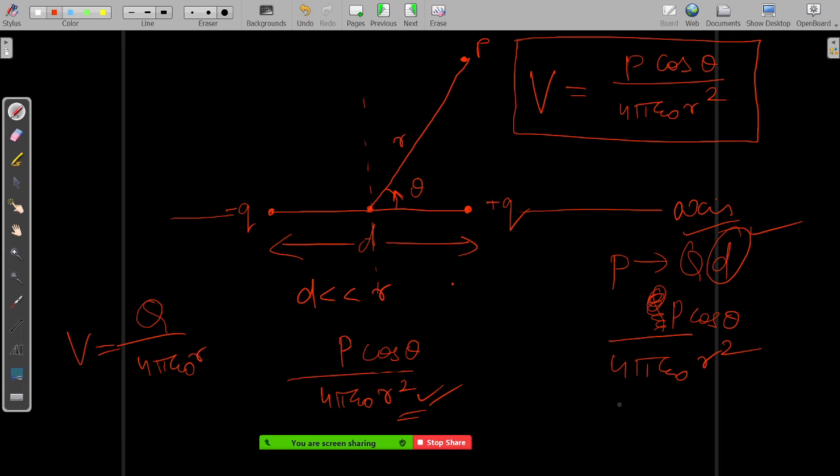Epsilon naught is the absolute permittivity of vacuum, the permittivity of free space. If it is given in some other medium, then you have to take that epsilon. That will be given in the question, so don't worry about that. The epsilon of that medium will be given, so instead of epsilon naught, you have to put epsilon there.